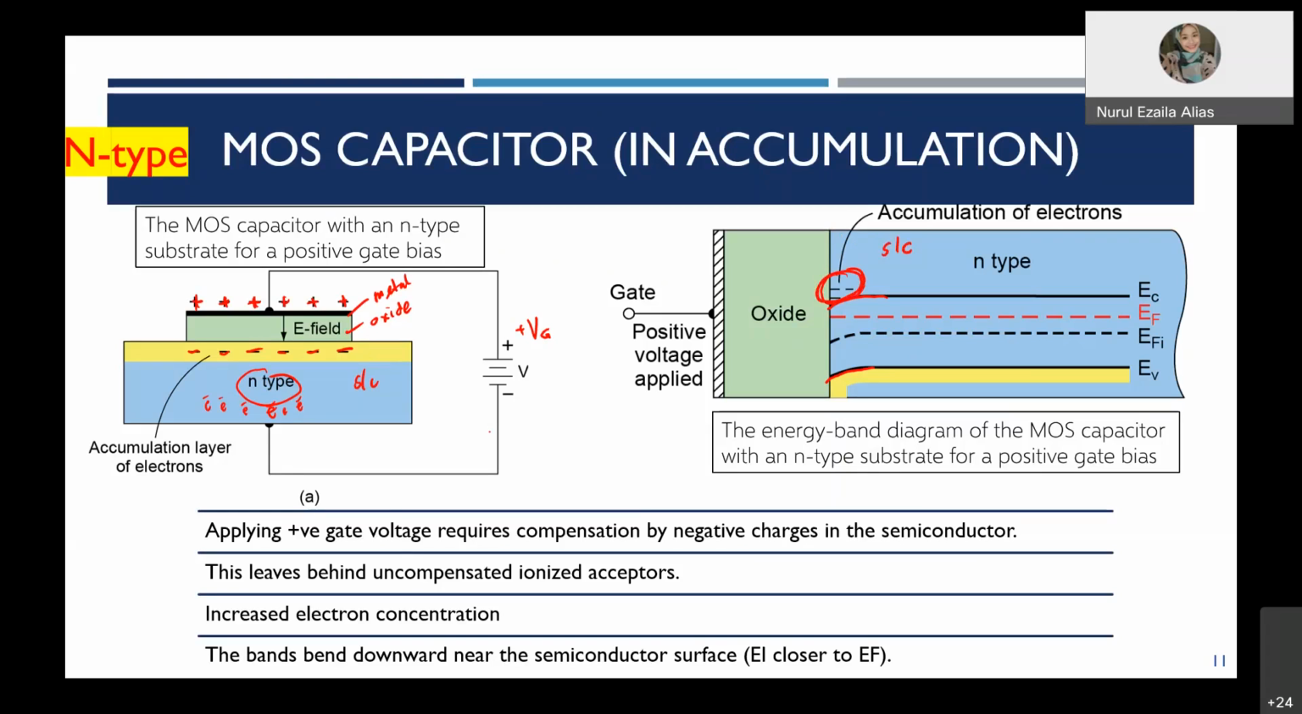Of course, the voltage application is a positive gate voltage. Why? Because it will be able to attract the majority carrier electrons from the N type to the oxide to semiconductor interface. And the energy band diagram will be moving downward because all the majority carrier electrons from the N type will be accumulated over here, and the energy band diagram will move downward.